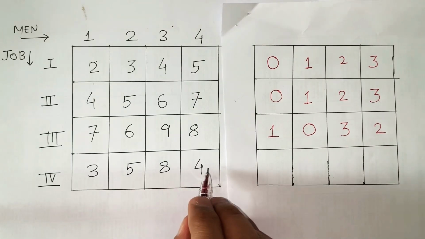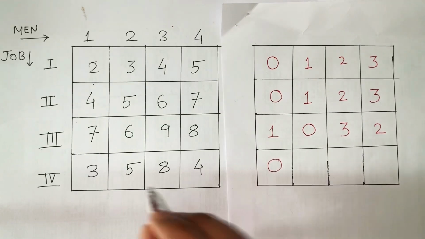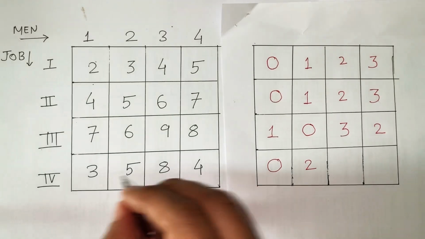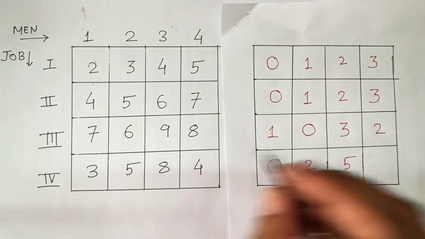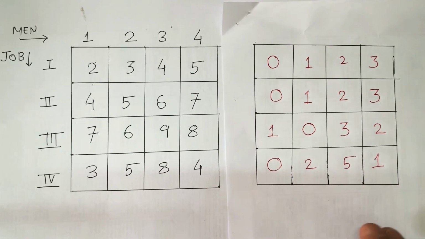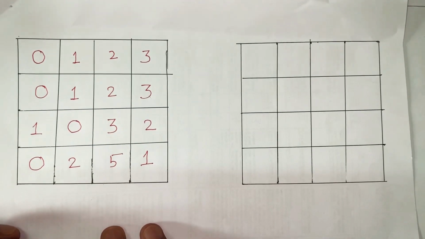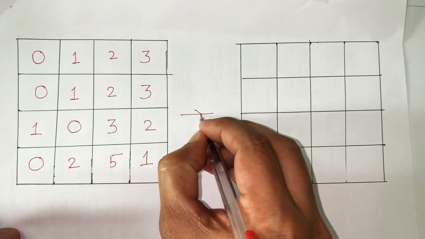Now in the fourth row, I have to see the minimum, which is 3. So 3 minus 3 is 0, 5 minus 3 is 2, 8 minus 3 is 5, and 4 minus 3 is 1. So step 1 is complete. What I did is find the minimum of each row and subtract it throughout.